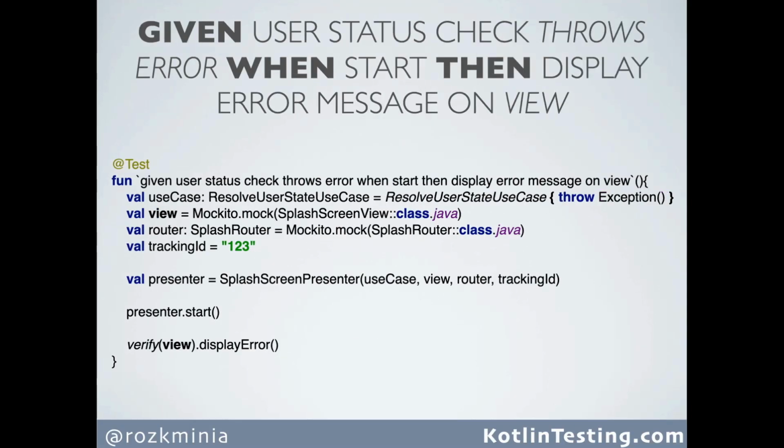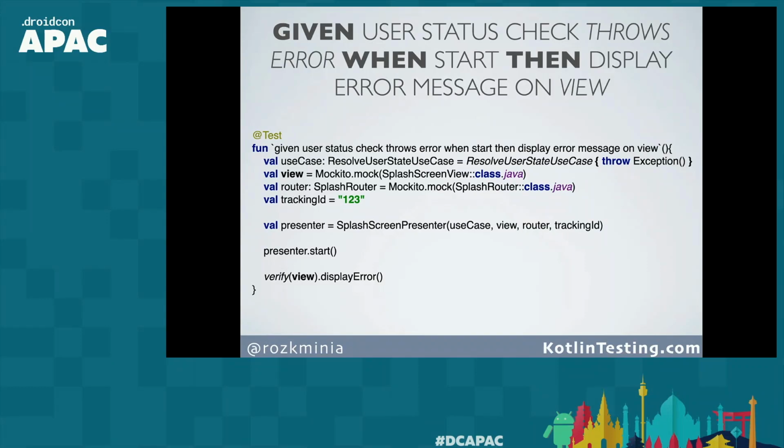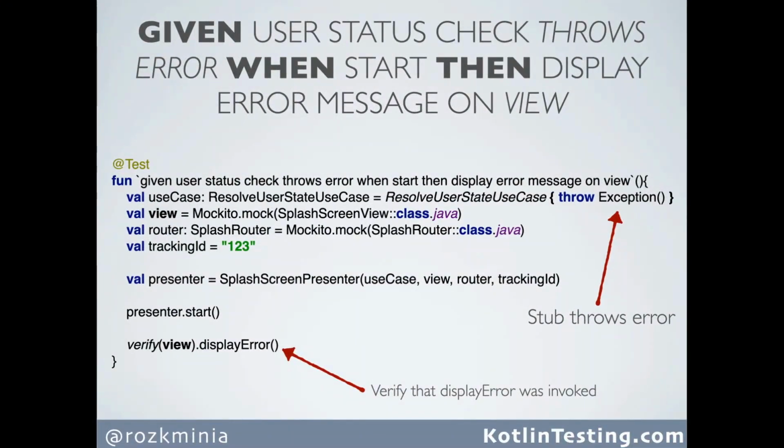When user is logged out, we expect to open login screen instead of the main screen. And we can also provide Mockito mock for view. In case of exception thrown by resolve user state use case, we want to display error on view. And thanks to Mockito, we can perform this verification in a single line too. Yeah, that use case throws error. And then with Mockito, we verify that display error method was invoked on a view created with Mockito.